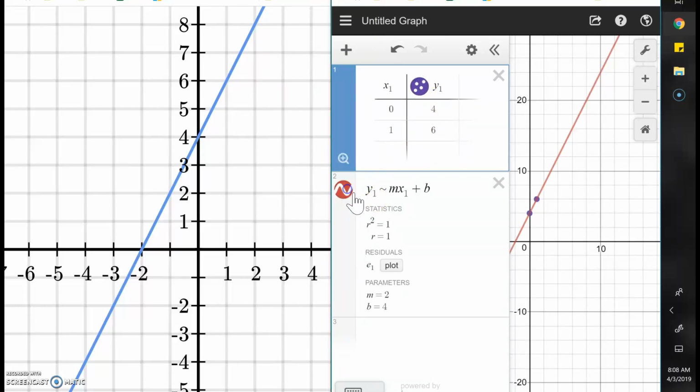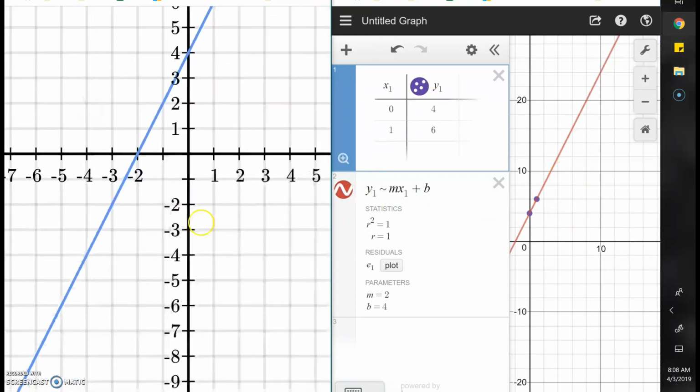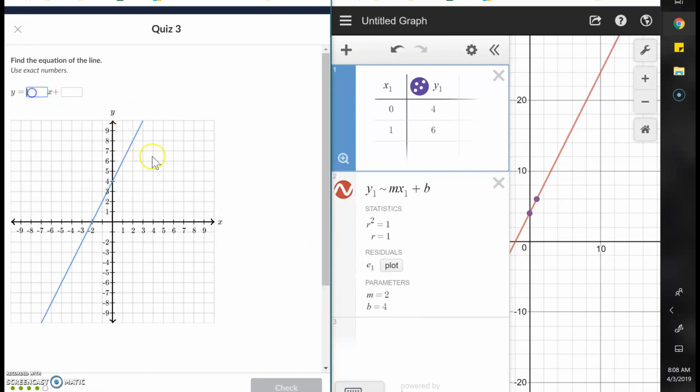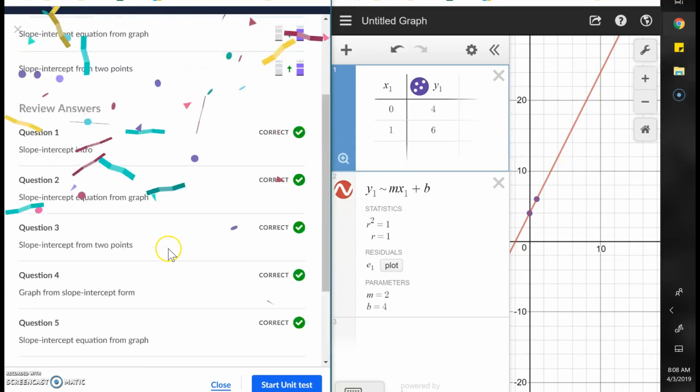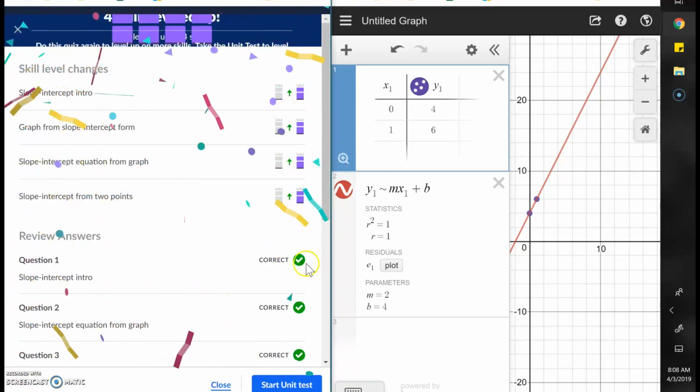Turn that back on. Boom, there's the line. And there's our information. Y equals the slope, which is 2, plus the y-intercept, which is 4. Getting that info down here. And that's how you do it. 5 out of 5. And I leveled up to 80s on all of them. Done.